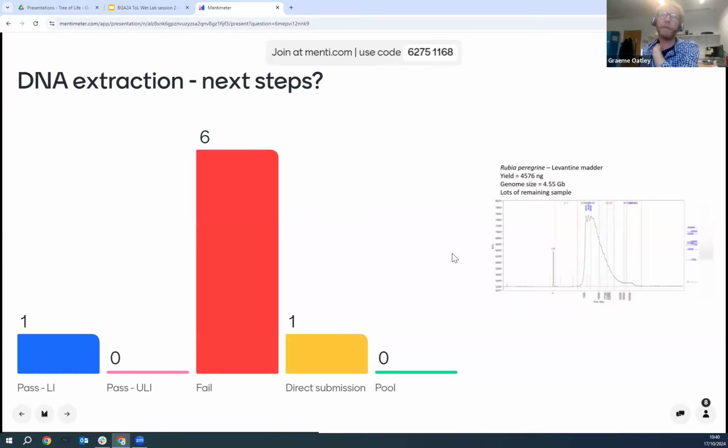However, because the bulk of your DNA is sitting under 10 kb, I think we'd fail this and try to repeat the extraction. Either try a new extraction method or repeat the same extraction.